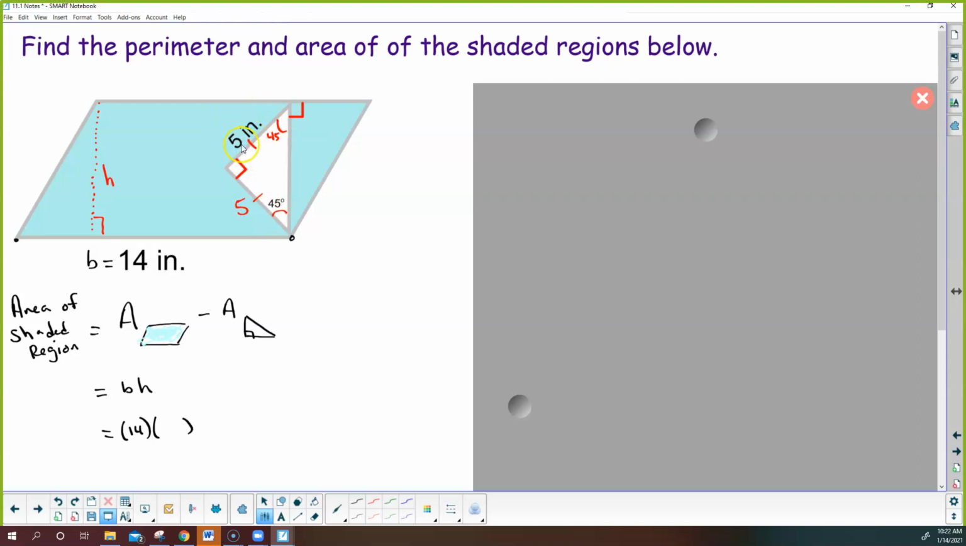And if you don't remember the shortcut for the 45, 45, 90, then you would have to do Pythagorean theorem to figure out this length for the hypotenuse of that triangle. However, if you do remember the theorem, remember this side length was n, and this side length was n, so its hypotenuse was n square root of 2.